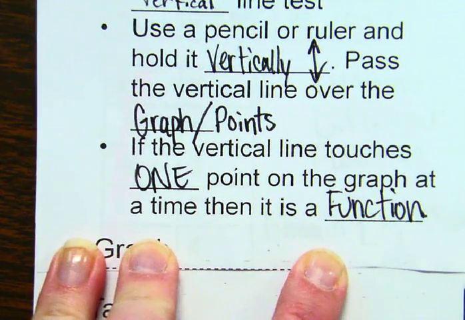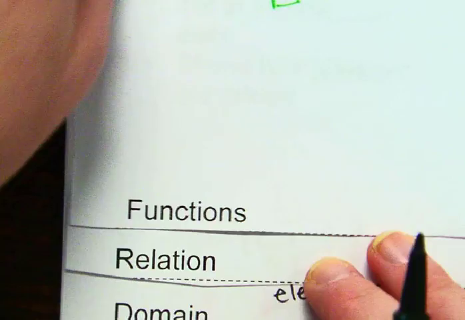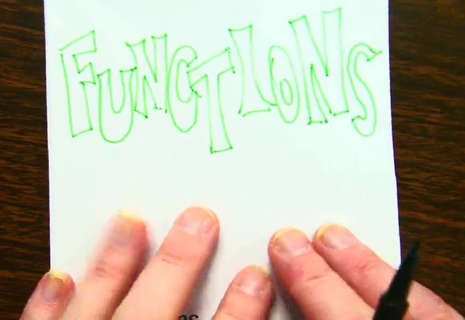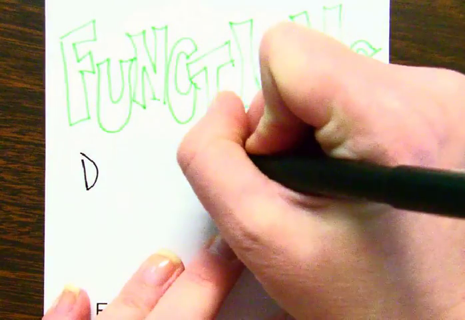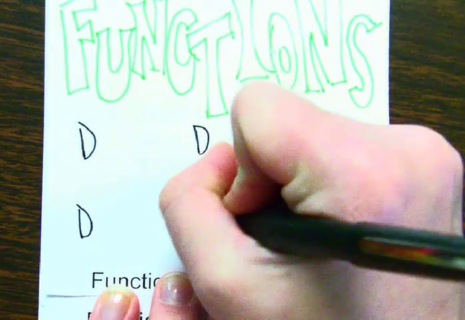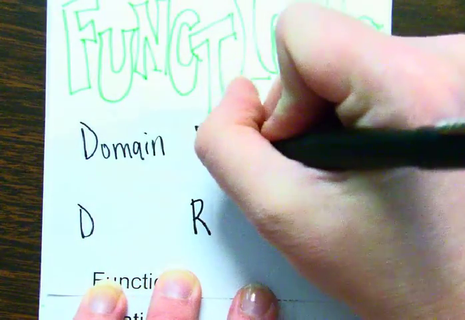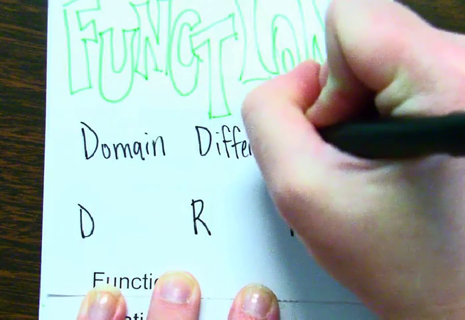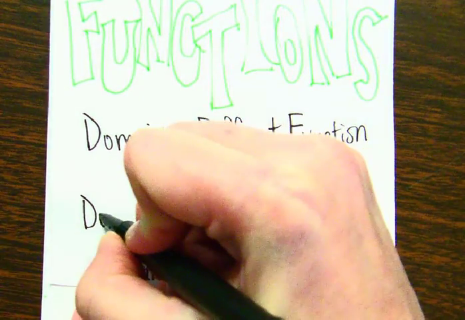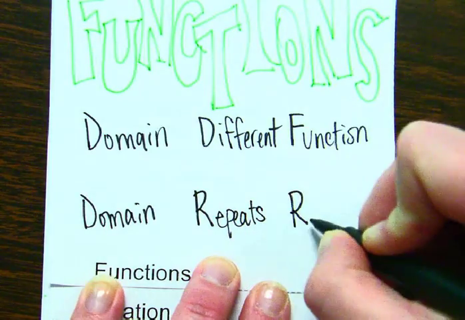We're going to go back to the cover page. We're going to summarize this with 6 words. All of this information in this foldable about functions in 6 words. Domain is different, it is a function. If the domain repeats, it is a relation.